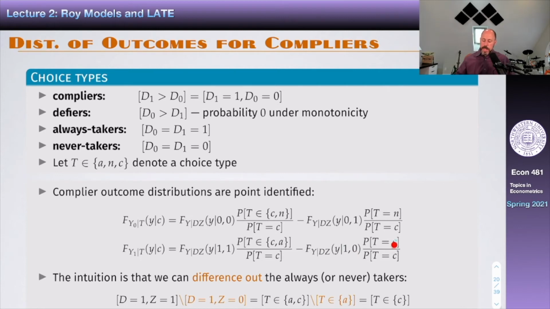And so the intuition of this, in a way, is that you can sort of difference out the always takers, because if you just look at the individuals that have D equal to 1 and Z equal to 1, and then, as I said, difference out the individuals that have D equal to 1 and Z equal to 0, well, these guys over here have to be either the compliers or the always takers, which are the only ones that will give us D equal to 1. And these guys over here have to be the always takers because they have Z equal to 0 and D equal to 1. And so when you look at this, essentially, you can difference out the distribution of compliers.